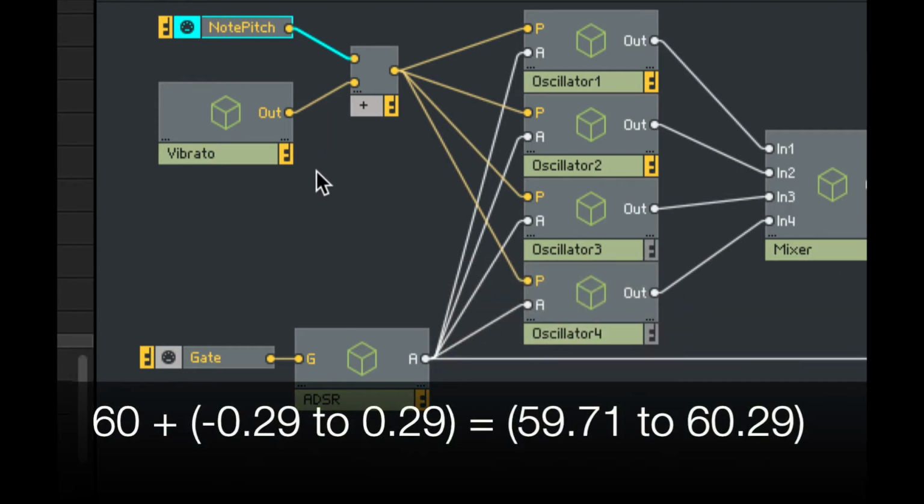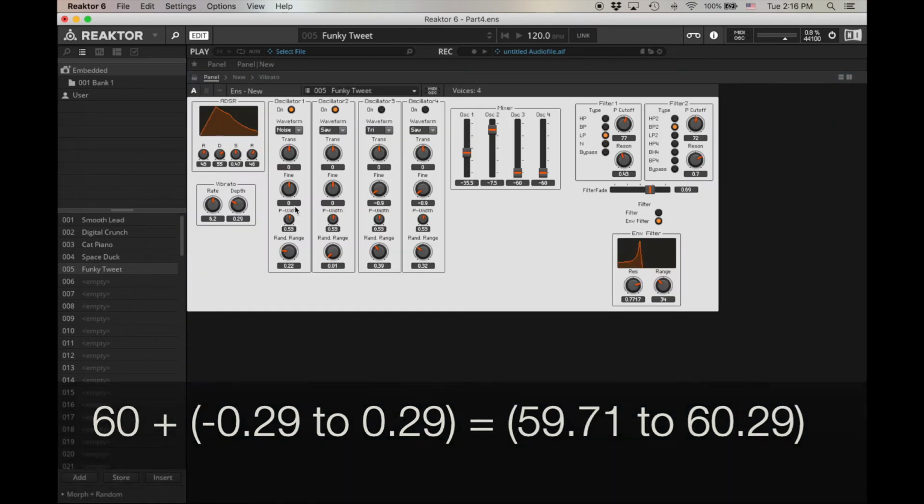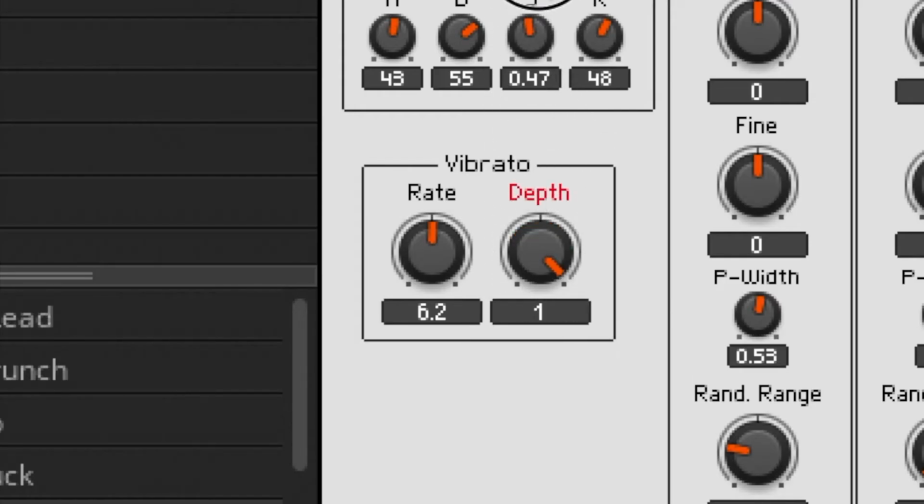And so if I'm playing note number 60, it's going to go from 59.71 up to 60.29, and then back and forth and back and forth. Less than a note, right? It would have to go to 61 to be a note away. And so we get this vibrato effect. If I turn this up higher, the LFO goes further.